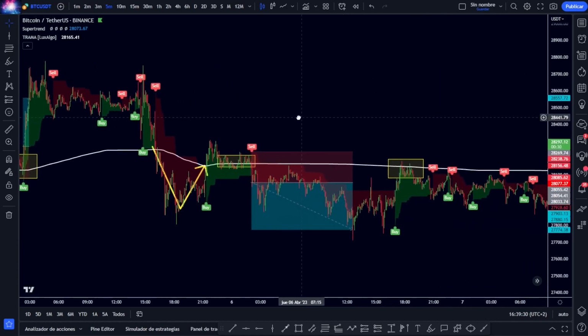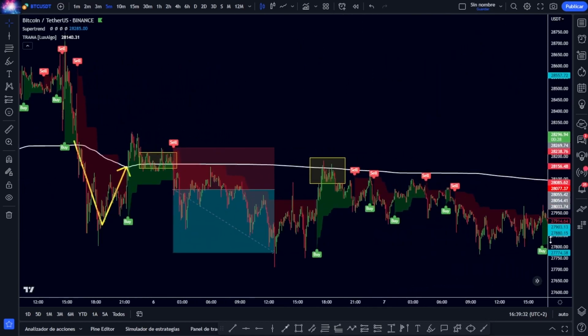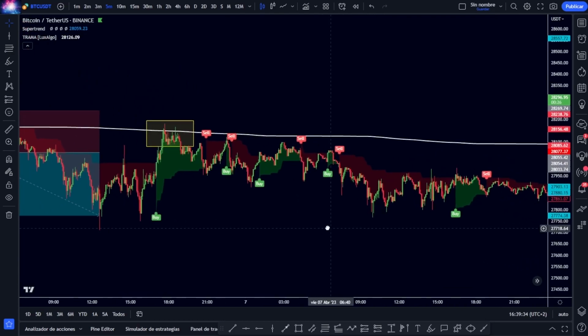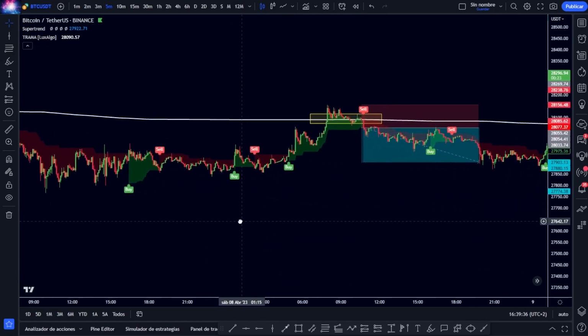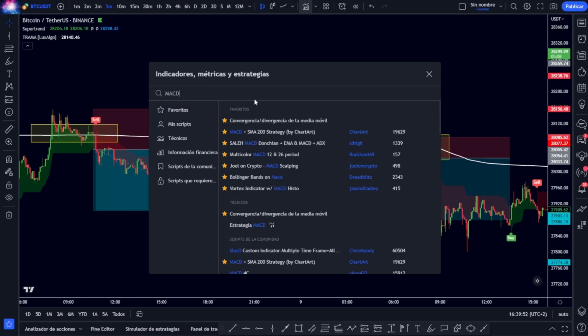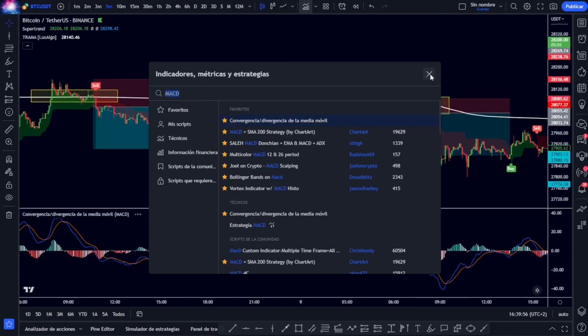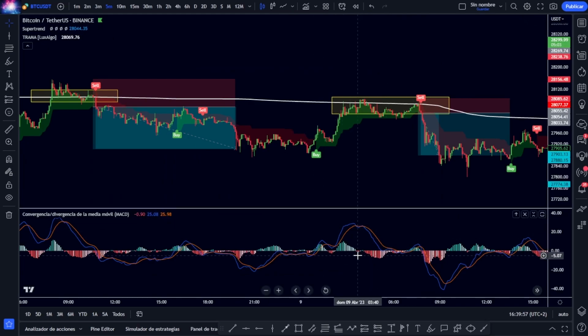As you practice this strategy, you will see that your brain will directly help you to detect the operations in a completely automatic way. But for all those who find it a little more difficult, you can add a third indicator, one of the simplest and best known, the famous MACD.